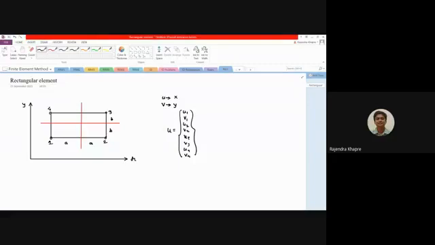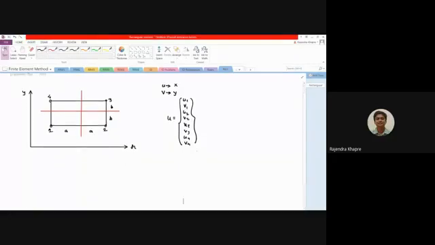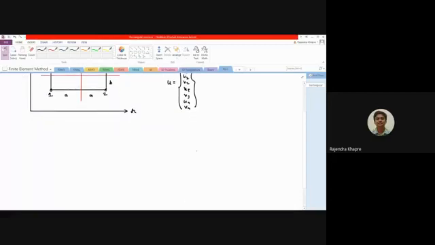So now let us quickly see the derivation of the stiffness matrix for the rectangular element. Now remember, while deriving shape functions or a stiffness matrix for any element, first of all we need to assume the displacement function. So there are two possible displacements. One displacement is in the x direction, and the second displacement is in the y direction.